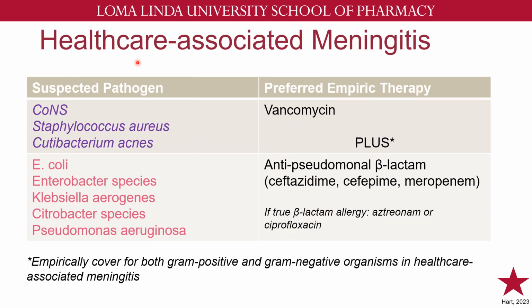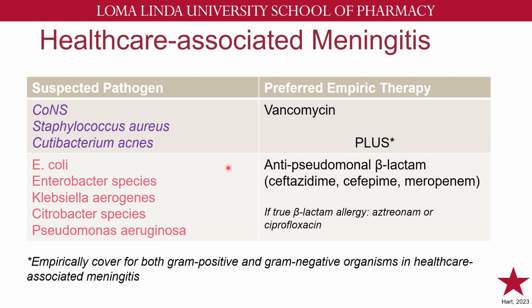So now that we looked at our community-acquired meningitis pathogens, let's shift gears and look at our healthcare-associated meningitis pathogens. So again, here are our gram-positive, so coag-negative staph, Staph aureus, and Cutibacterium acnes. Vancomycin should adequately cover all of these organisms. In addition to vancomycin for empiric therapy, we will add an anti-Pseudomonas beta-lactam.